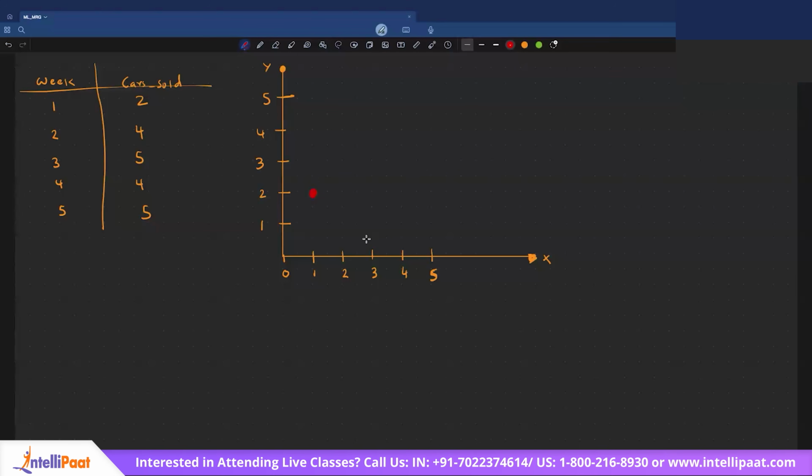Good. In the second week, I sold 4 cars. So this is 4 cars. In the third week, I sold 5 cars. Okay, so I sold the 5th car like this. In the fourth week, I sold 4 cars. So this is the 4th car again. And in the 5th week, I have sold 5 cars. So, like this. Is this the data that has been given to me, with the weeks versus the cars sold? This is the data that has been given to me.